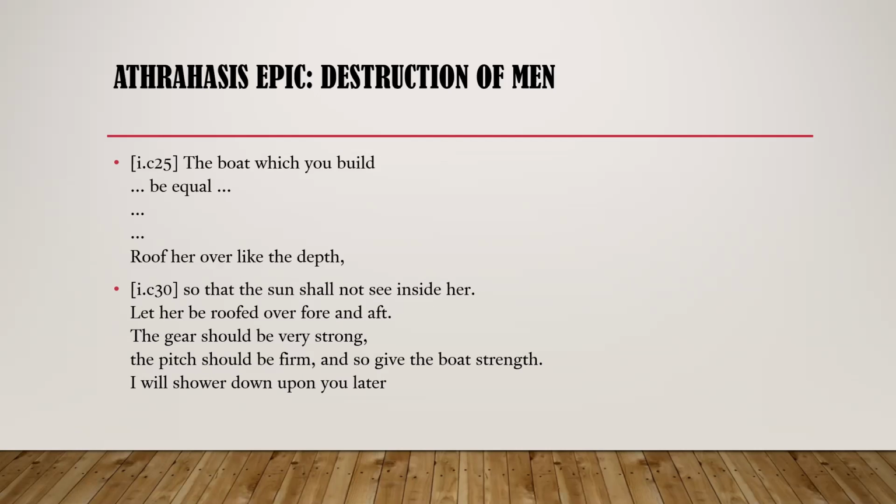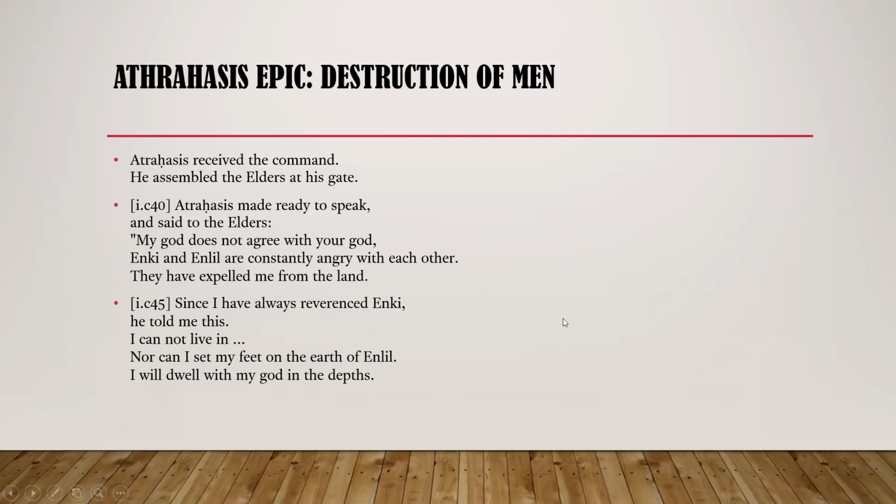And after that, he gave the dimensions of the boat. The boat which you build should be equal, and roof her over like the depth, so that the sun shall not see inside her. Let her be roofed over fore and aft. The gear should be very strong. The pitch should be firm, and so give the boat strength. I will shower down upon you later.